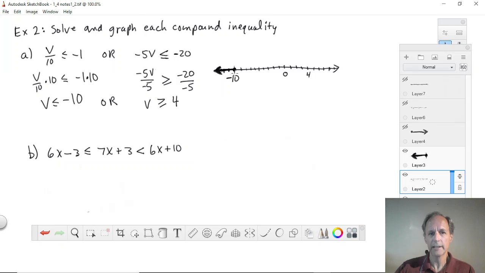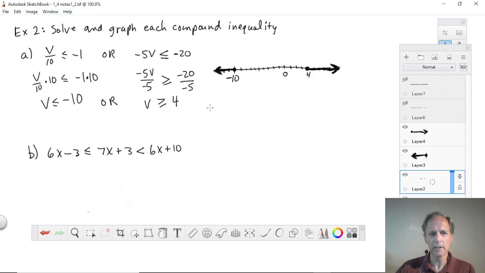So we color in the -10 and everything to the left because it's less than or equal. And we want greater than or equal to 4, so we color that in, including the 4. It's a dot instead of a circle because it's greater than or equal. So that is graphed.